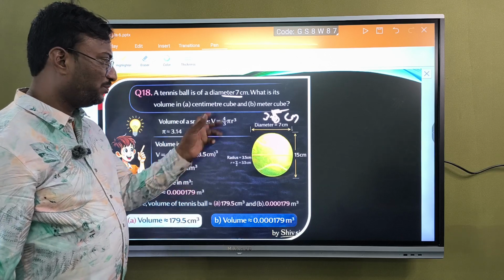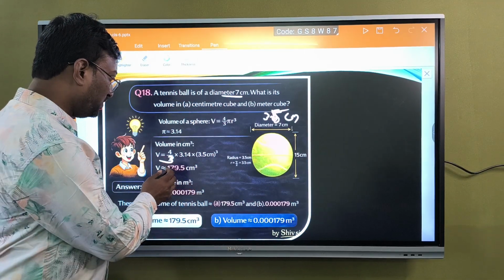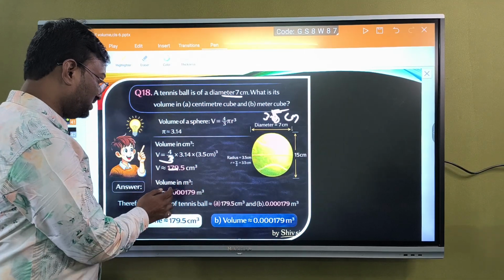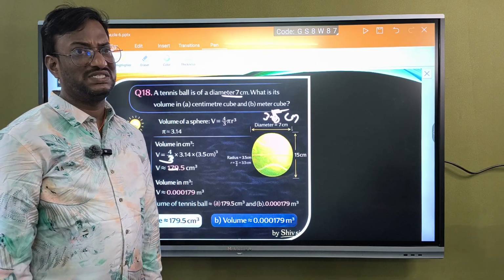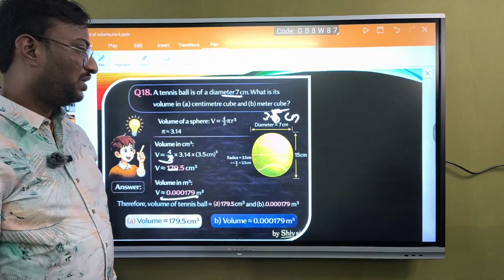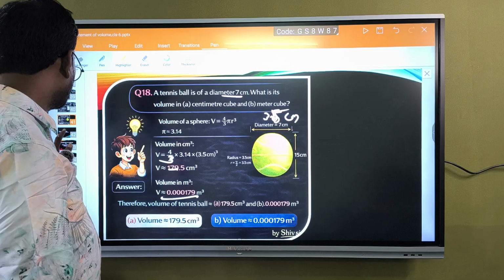If you want to convert this into meter cube, you divide by 10 power 6. So 6 digits, that is 0.000179 meter cube. Likewise you have to calculate slowly, children, so that you can get the things.